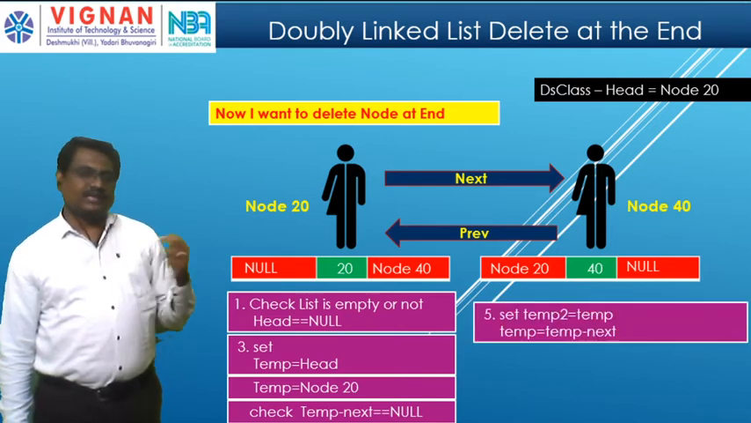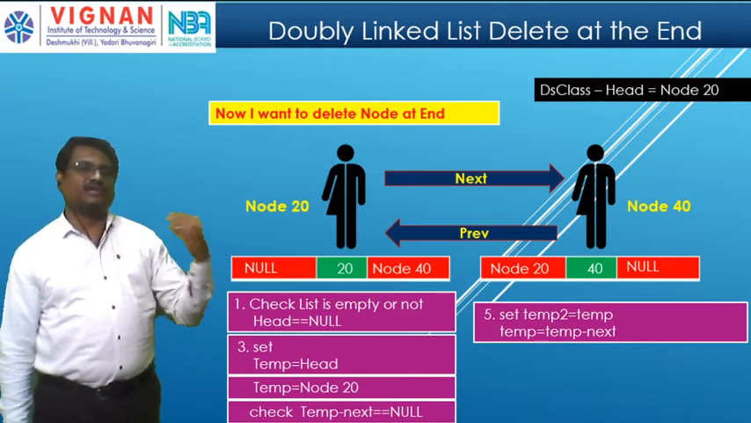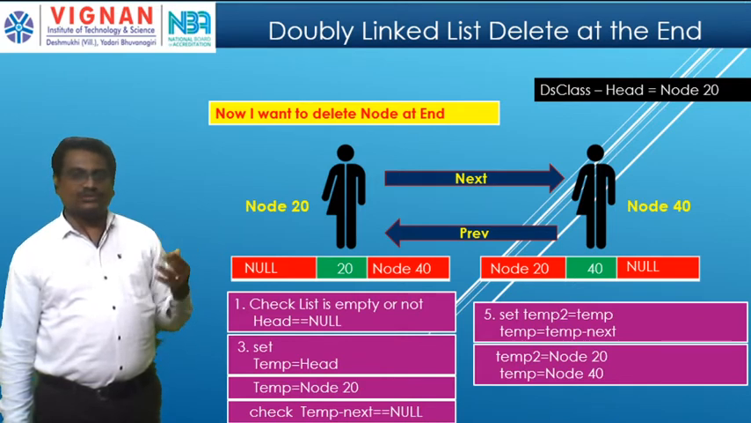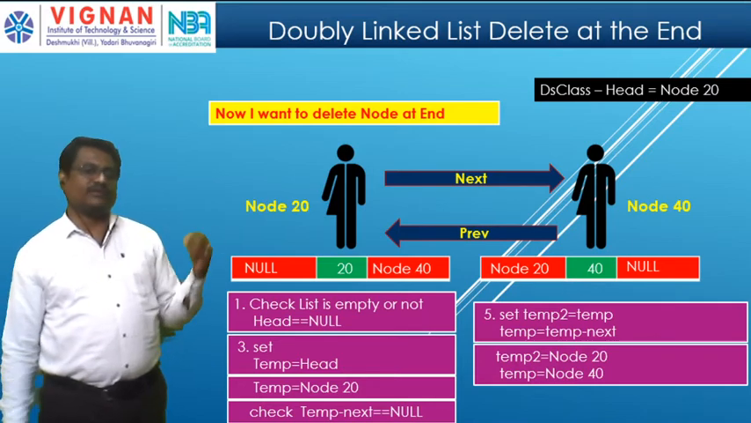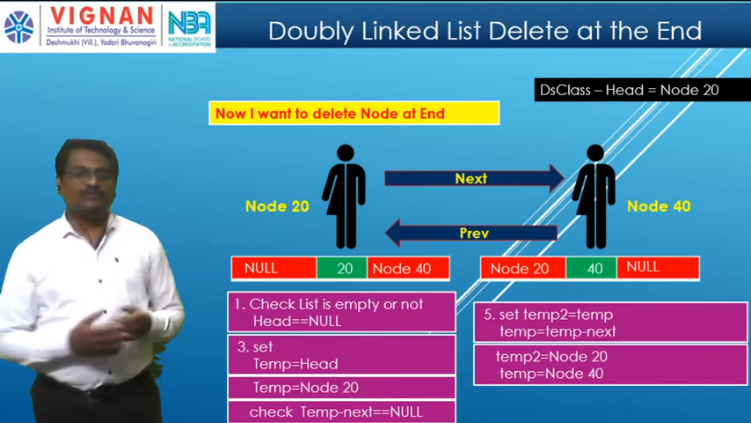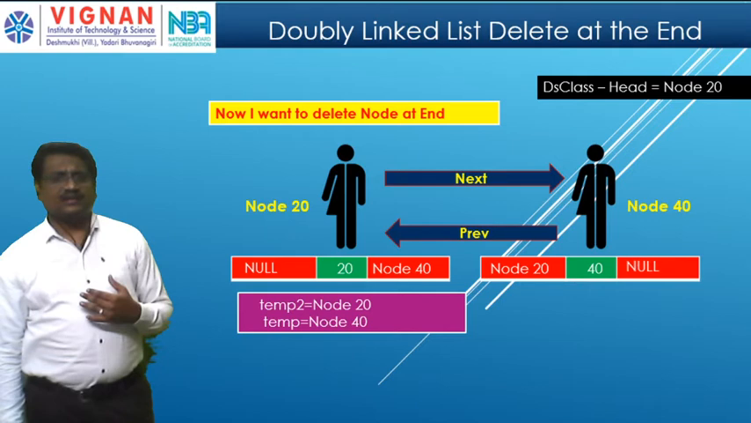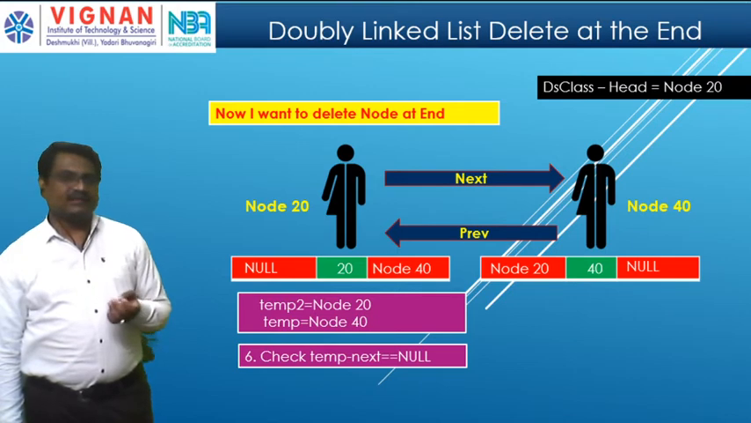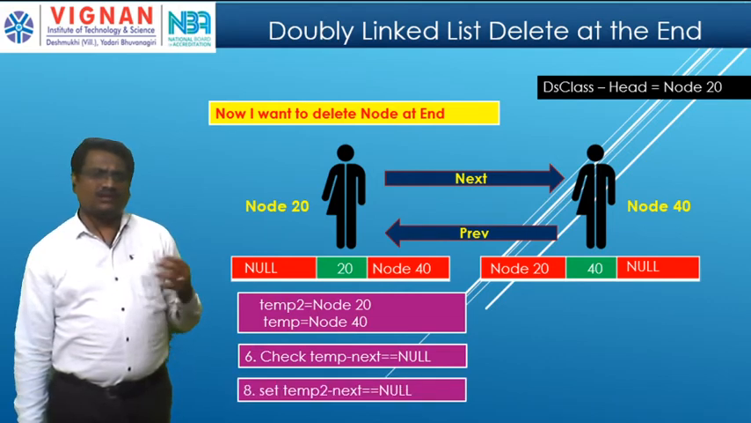Now I will set temporary 2 equal to temporary. Am I right? Temporary 2 equals temporary. Next, temporary will move to the next element. That means temporary 2 stores node 20, and temporary stores node 40, because I'm moving to the next element. Am I right? Now here I am checking whether my temporary next variable is null or not. If it is null, that means I need to delete the temporary variable. Why? Because this temporary is the last element of the linked list. Now what are the operations I have to do?